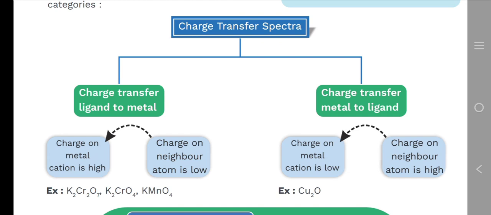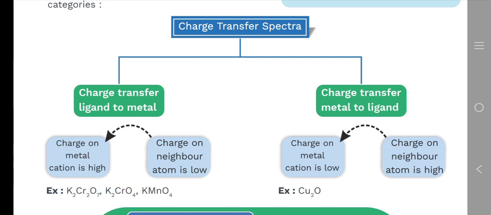Charge transfer is an example of redox reaction, and in charge transfer spectra the net oxidation and reduction is zero. Charge transfer spectra is divided into two categories. Number one is charge transfer ligand to metal, and second one is charge transfer metal to ligand. In charge transfer ligand to metal, charge on metal cation is high, whereas charge on neighbor atom is low. And in charge transfer metal to ligand, the charge on metal cation is low, while the charge on neighbor atom is high.